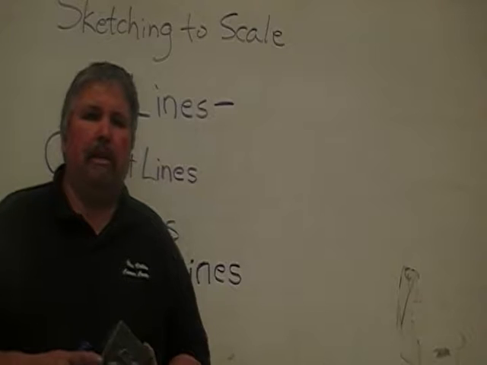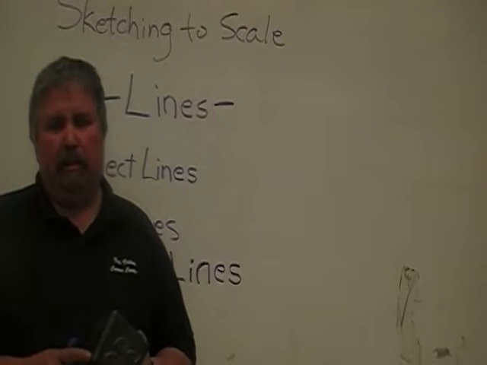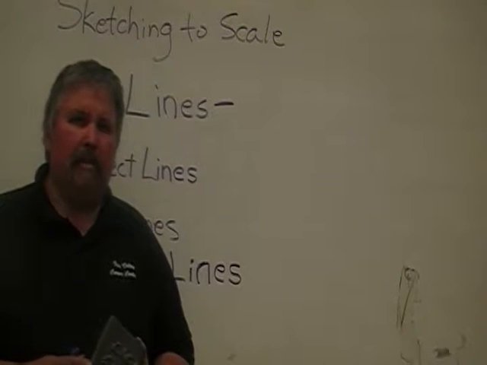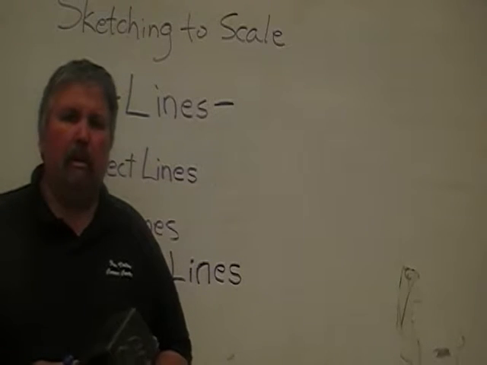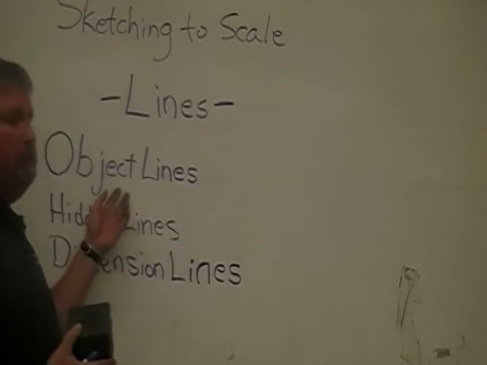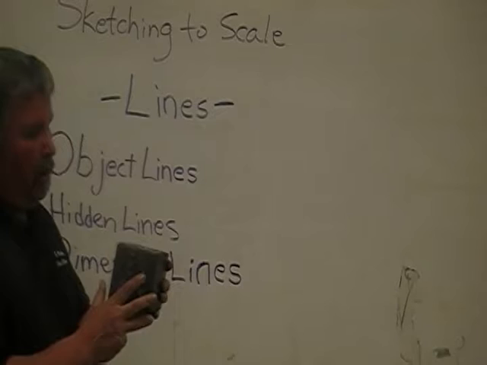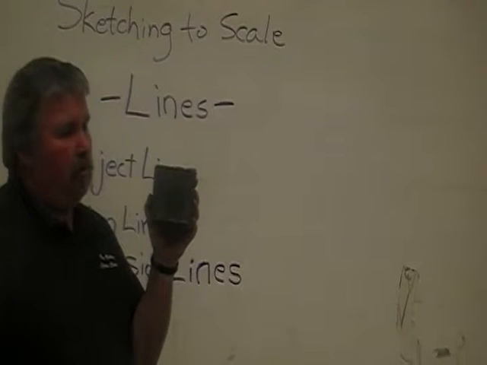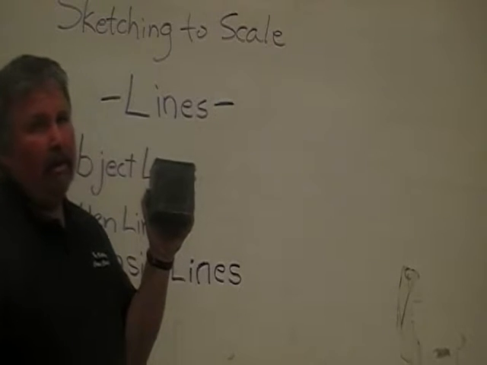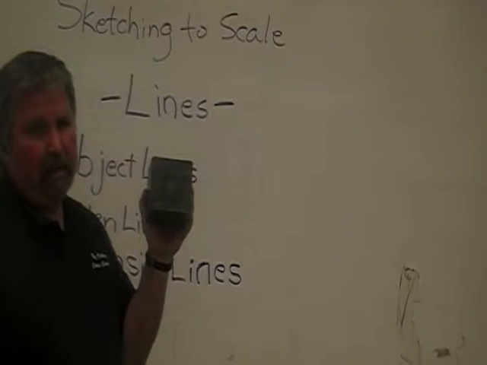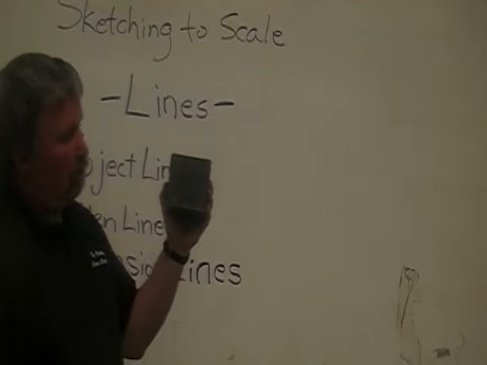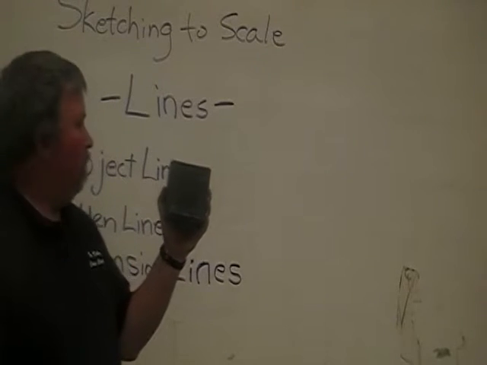The next thing that we need to talk about are the types of lines that we use when we're sketching. There are basically 3 types of lines that you're going to use on your paper to represent your object. The first is object lines. They are what you see when you look straight on at the object. We're not drawing 3-dimensional. We'll talk about the 3 views in just a second. But what you see when you look at the object is what you draw.